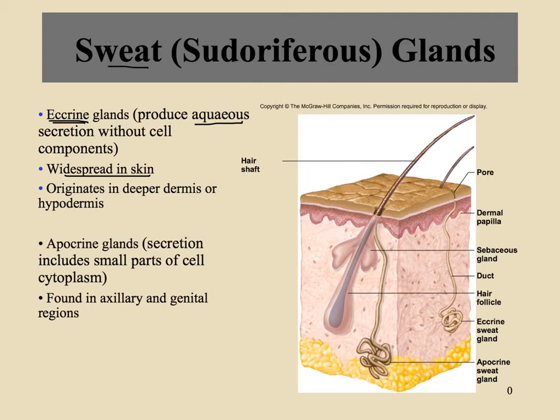These glands are down in the dermis. Here it is on the diagram, the eccrine sweat gland. And so the sweat is produced down in this coiled part, and then there's a duct that takes it to a pore on the skin.